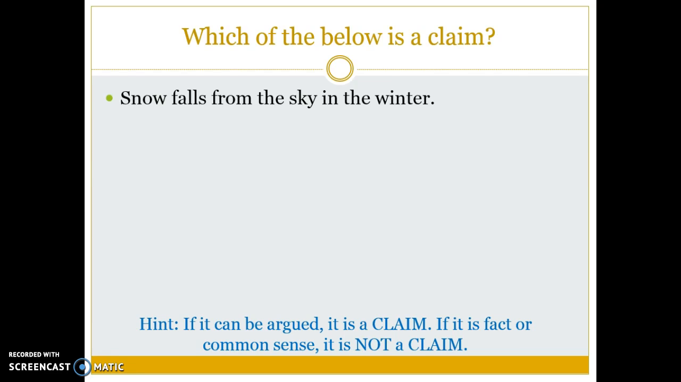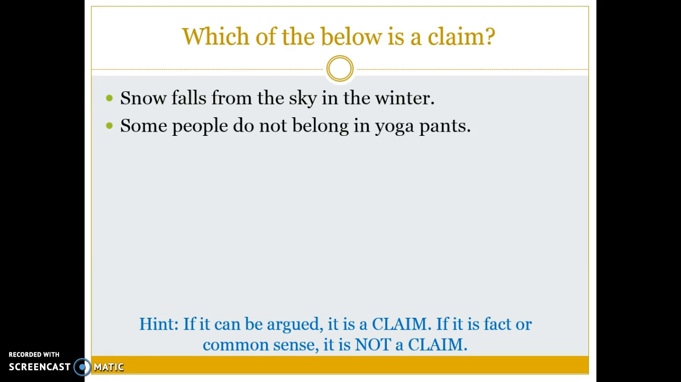Which of the below would you consider a claim? Here's our first example. Snow falls from the sky in winter. Here's a hint. If it can be argued, it is a claim. If it is a fact or common sense, it would not be considered a claim. So, can that be considered a claim? Yes or no? If you said no, then you're right, because it is a fact that snow falls from the sky in winter. It may not fall from the sky where you are, however, it is a fact that snow does fall from the sky during the winter.